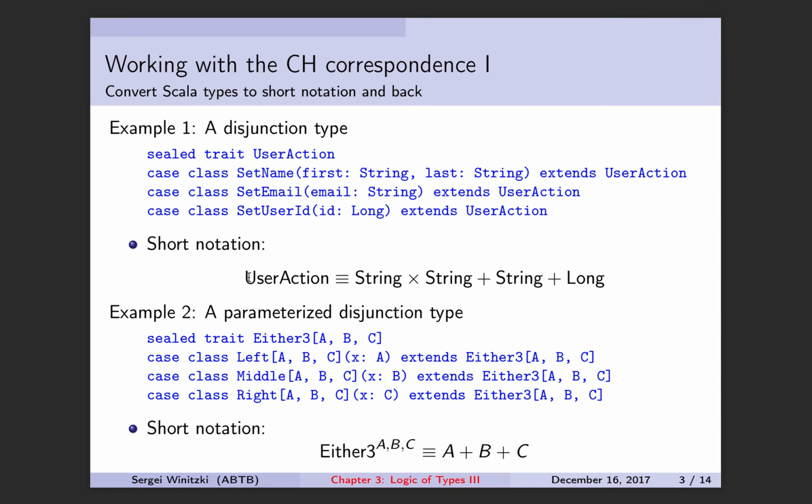Now, to explain this in a bit more detail, I show how the Scala syntax for disjunction types corresponds to the short mathematical syntax. My syntax for type parameters is the superscript. So all the type parameters in Scala have to be listed like this. I'm just listing them as superscript.